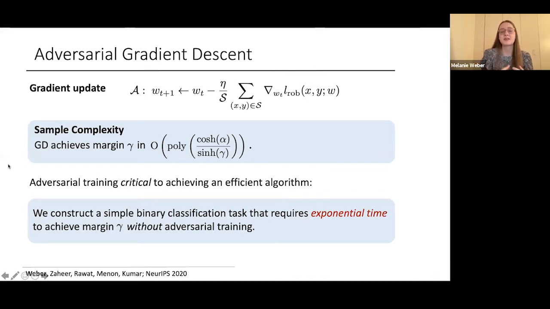Importantly, adding those adversarial examples is critical to achieving such an efficient algorithm. So if we were to take out this adversarial training subroutine and essentially just work with the hyperbolic support vector machines, there are pathological examples that we can construct, which would require exponential time to convergence. So this adversarial augmentation of the training data set is really critical to making this an efficient algorithm.